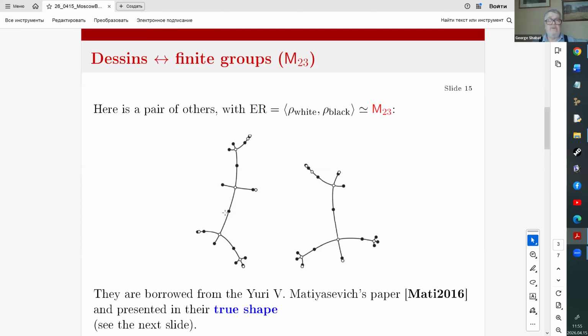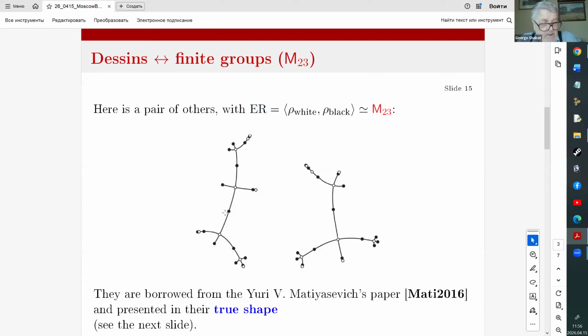Well, we have assumed that our ground field is algebraically closed, so the corresponding Belyi pairs are defined over the algebraic closures of the finite fields, but actually they are defined over some finite fields.